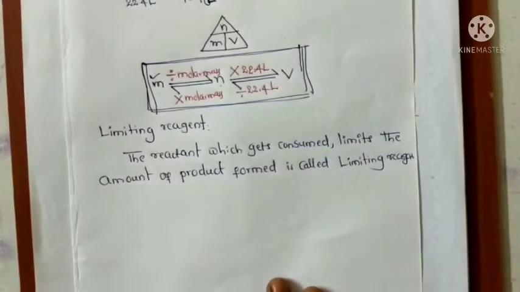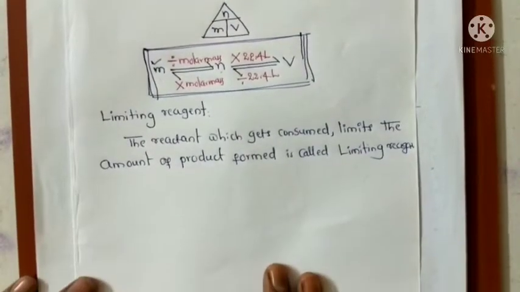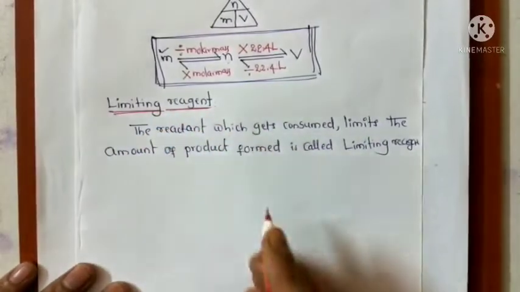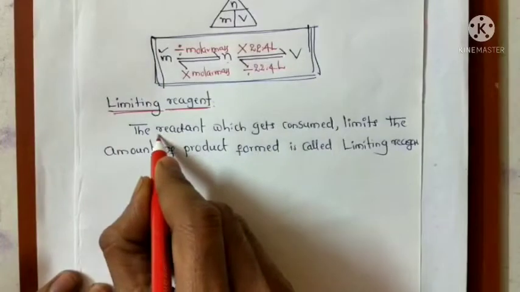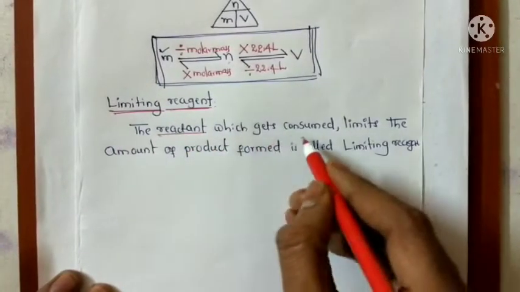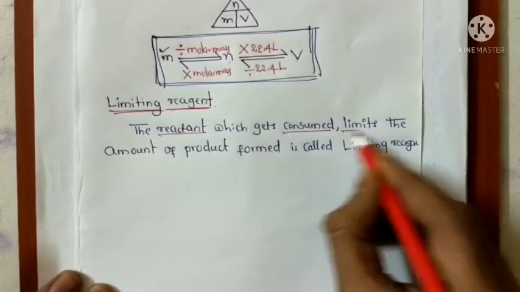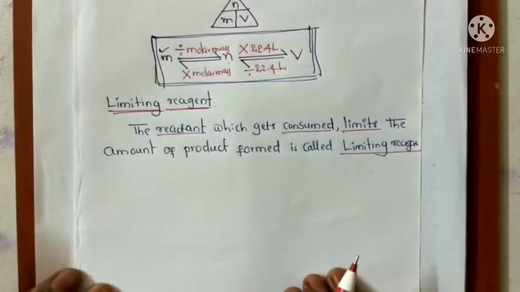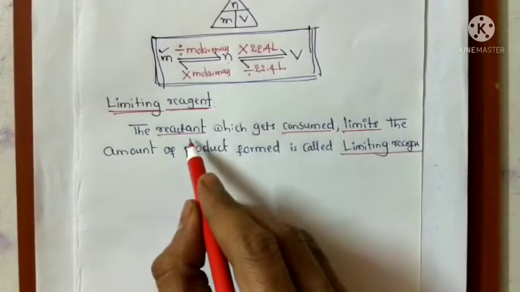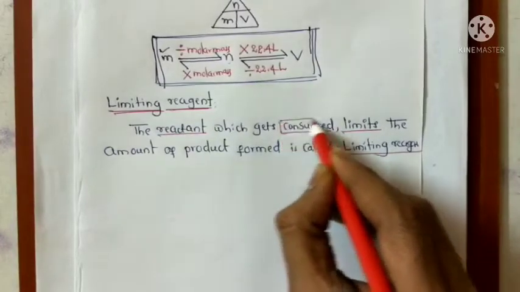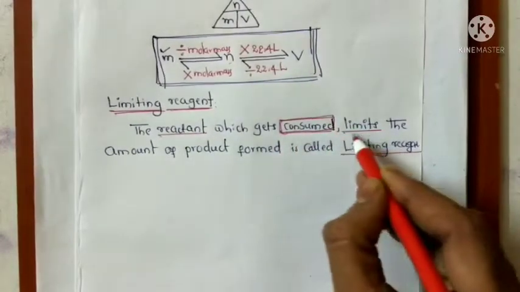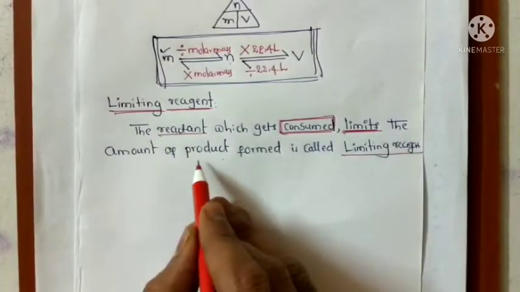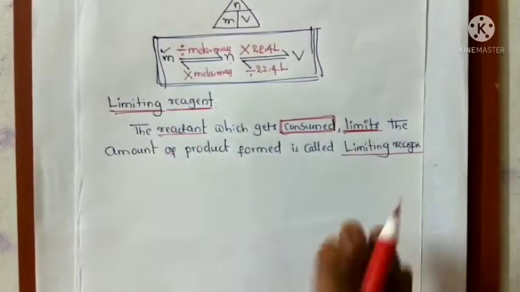So next one is we will see the limiting reagent. So now what is the limiting reagent? The definition of the limiting reagent: the reactant which gets completely consumed and limits the amount of the product formed is called the limiting reagent. That means in the reaction, that reactant is completely consumed, and it will limit the formation of the amount of the product.